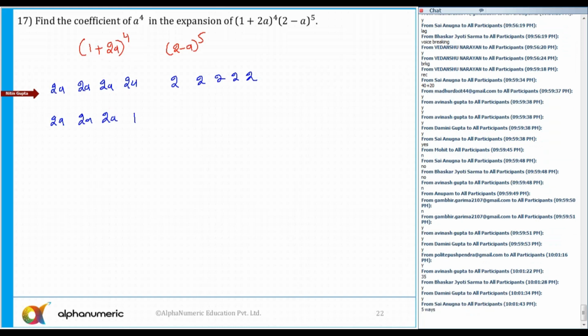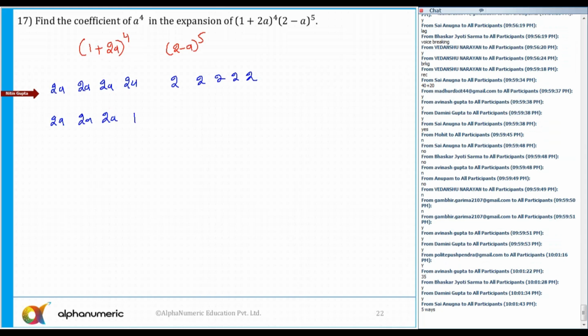And here I'll take from one of the brackets minus a, and from the rest of the brackets I'll take 2, 2, 2, 2. Again, if I multiply, I'll get a raised to power 4. Or the third possibility is 2a and 2a, and 1 and 1, and minus a. Yes, 5. There is a total of 5 possibilities here.